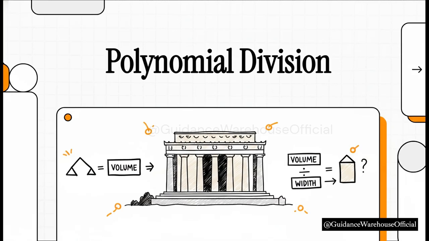Imagine you're standing right in front of the Lincoln Memorial in Washington, D.C. It's this massive, breathtaking rectangular solid. Usually, if we know the length, width, and height, finding the volume is just basic geometry, right? But what if we worked backward? What if you already have the total volume, the length, and the width? How on earth do you find that missing height?